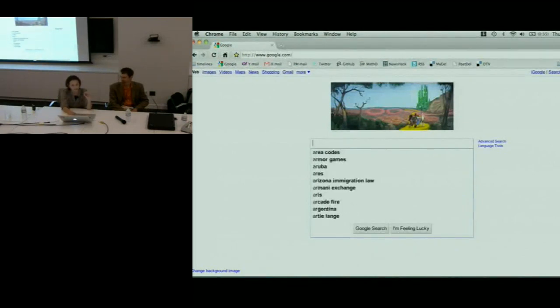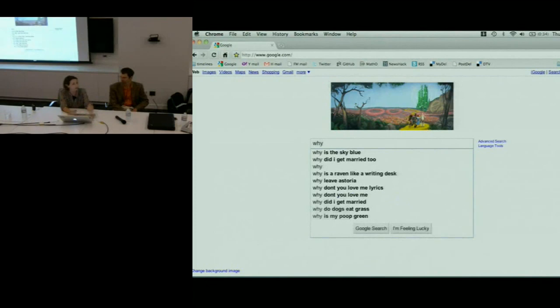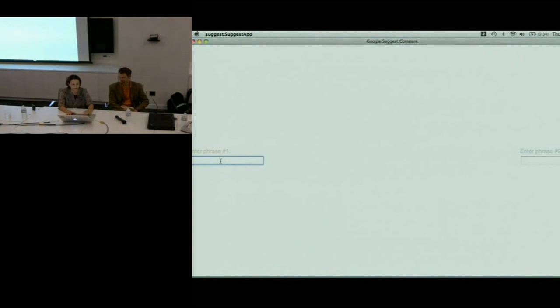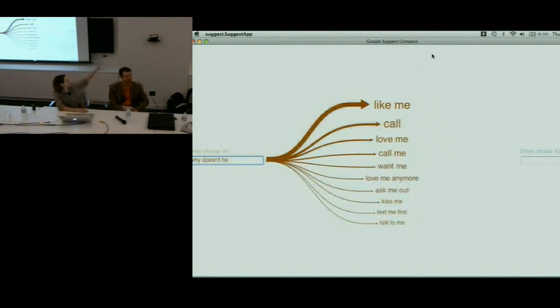But it gets more interesting when you realize that people are not just looking for keywords. They are actually asking questions, right? So you get a sense of some of the most important questions in people's lives these days. So what we decided to do is to visualize some of this information. Let's say I type why doesn't he. I'm visualizing exactly the same information that Google was showing me before, except that now I'm dealing with size and thicknesses of arrows. The bigger the font, the more people are asking, the more popular that query is.